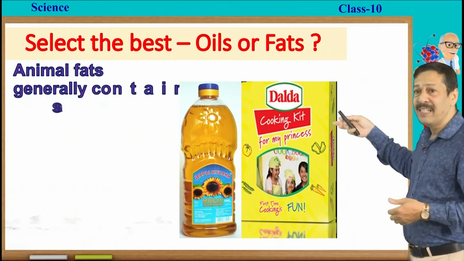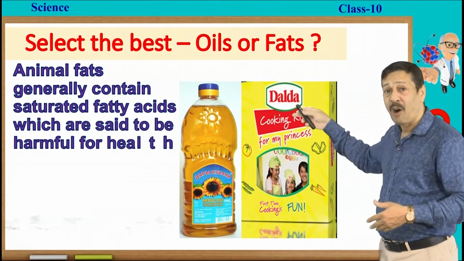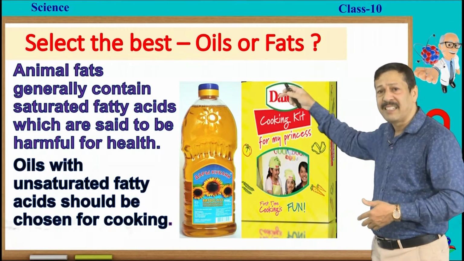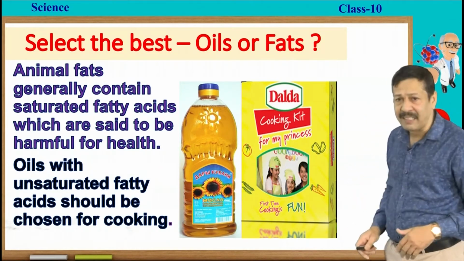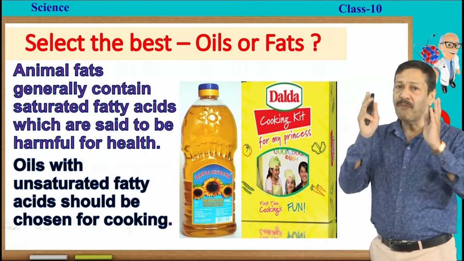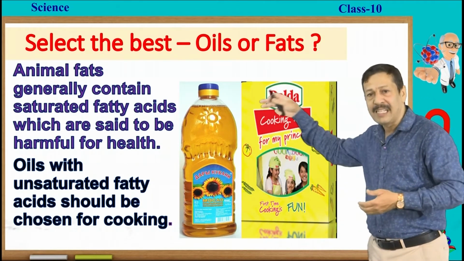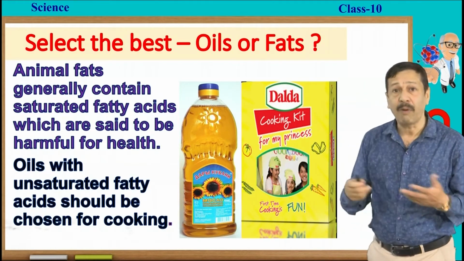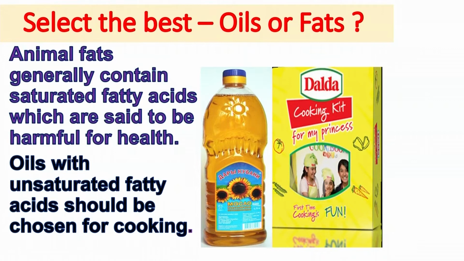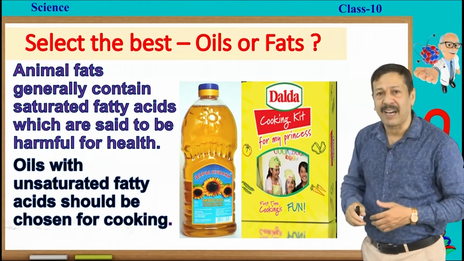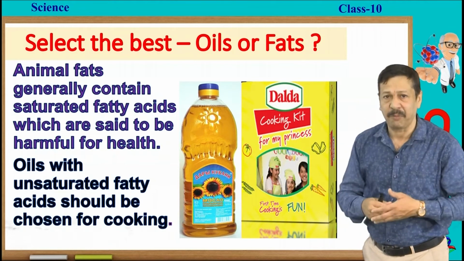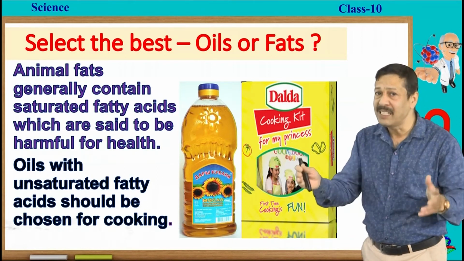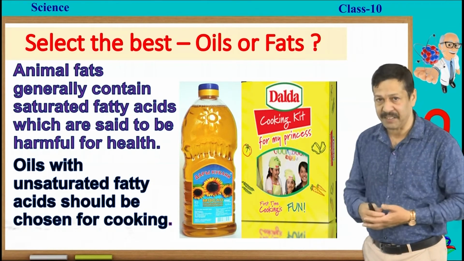Here you are seeing oils and dalda, vanaspati or hydrogenated oils. Animal fat generally contains saturated fatty acids, which are said to be harmful to our health. Oils with unsaturated fatty acids should be chosen for cooking. Why? This is because these oils contain double bonds, meaning they are more reactive. In the body they decompose very easily, they are broken down easily, and digestion is completed at a faster rate.